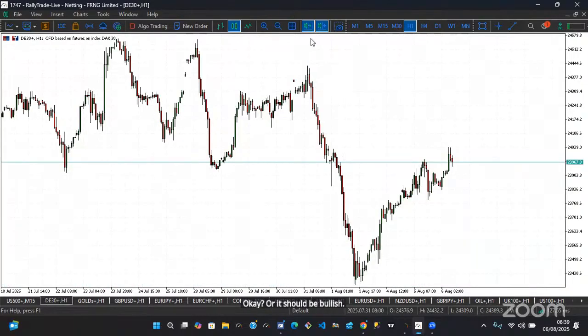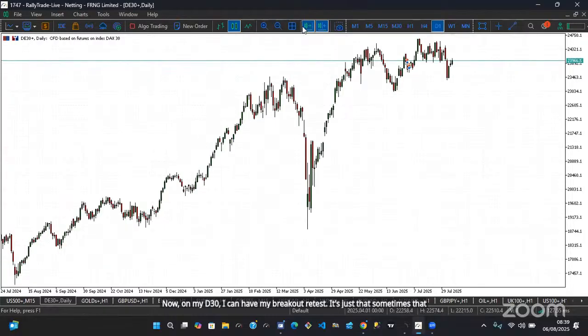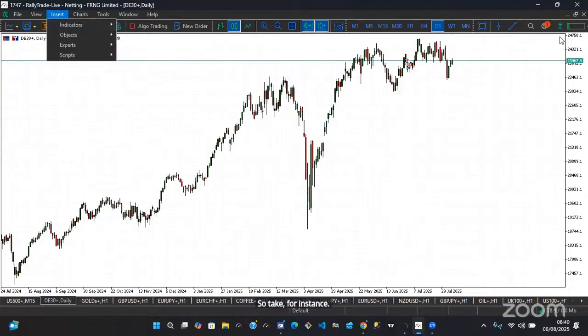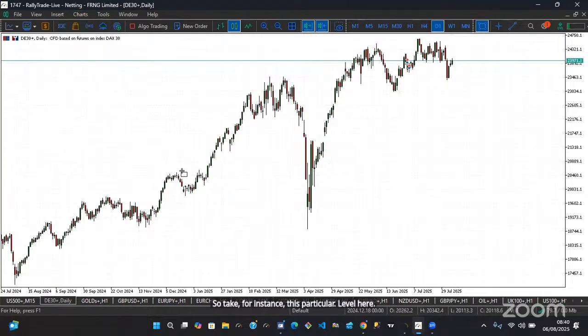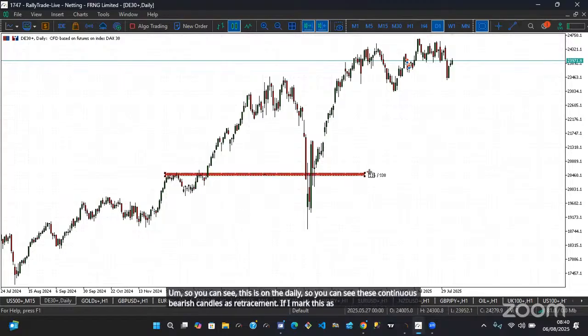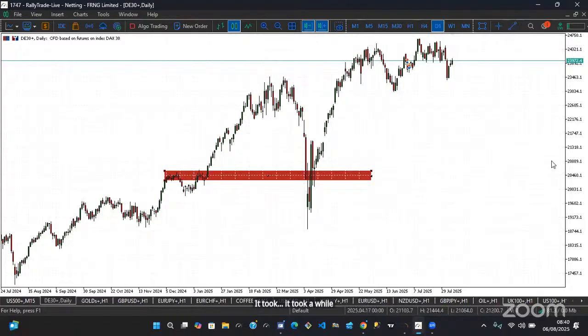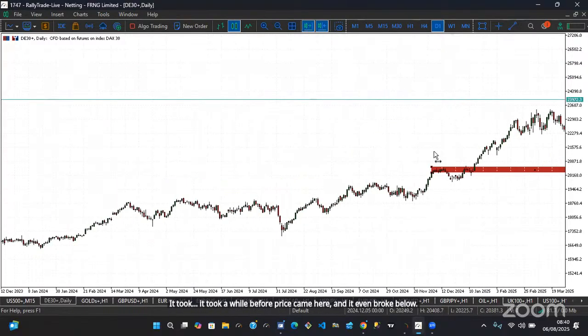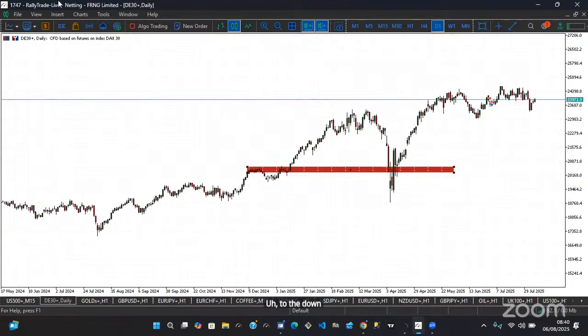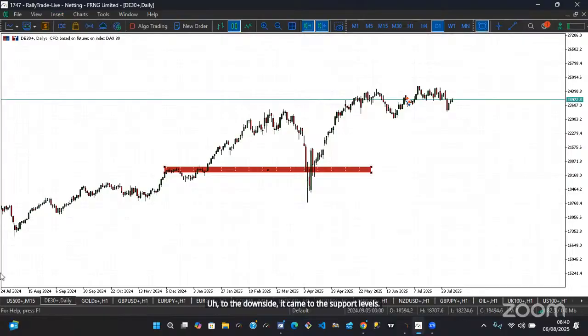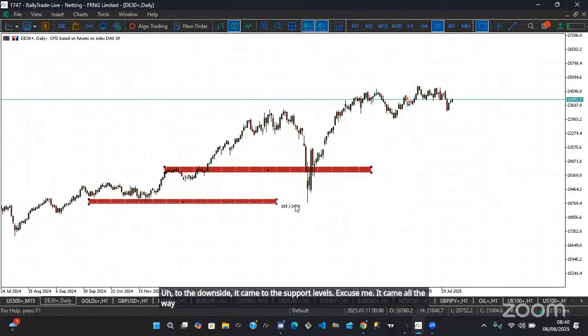Then, let's see. Someone said D30. Now, on my D30, I can have my break and retest. It's just that sometimes that retest can take a while before it happens. So take, for instance, this particular level here. You can see this is on the daily, with these continuous bearish candles as retracement. If I mark this as a resistance, it took a while before price came here, and it even broke below to the downside. It came all the way down to the support level.